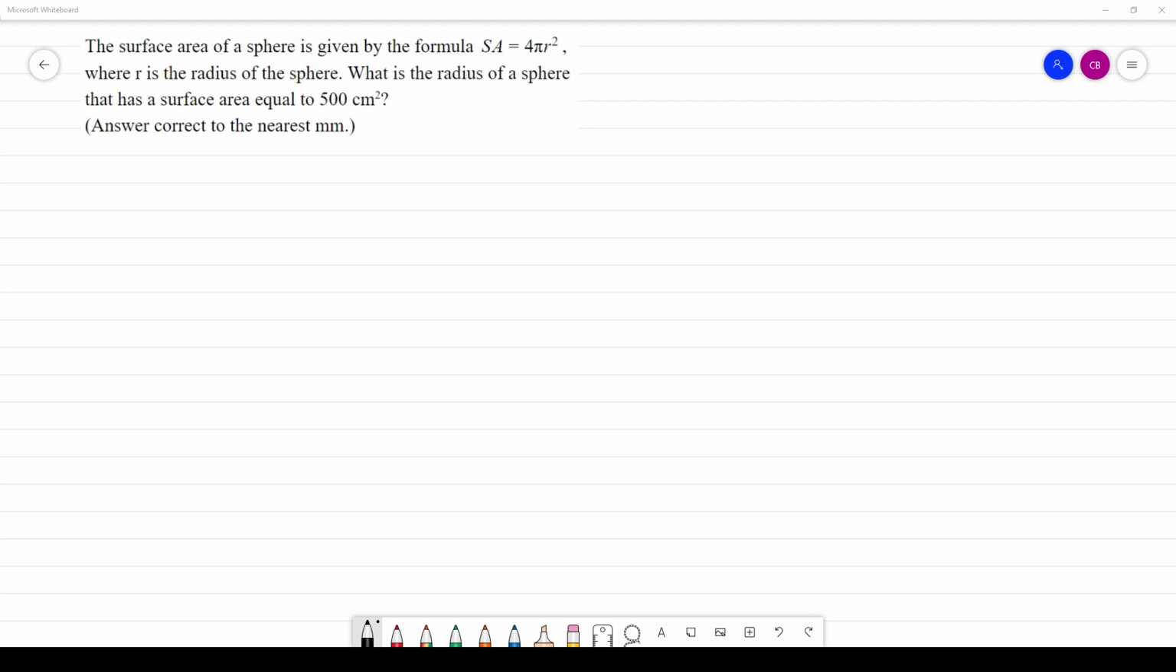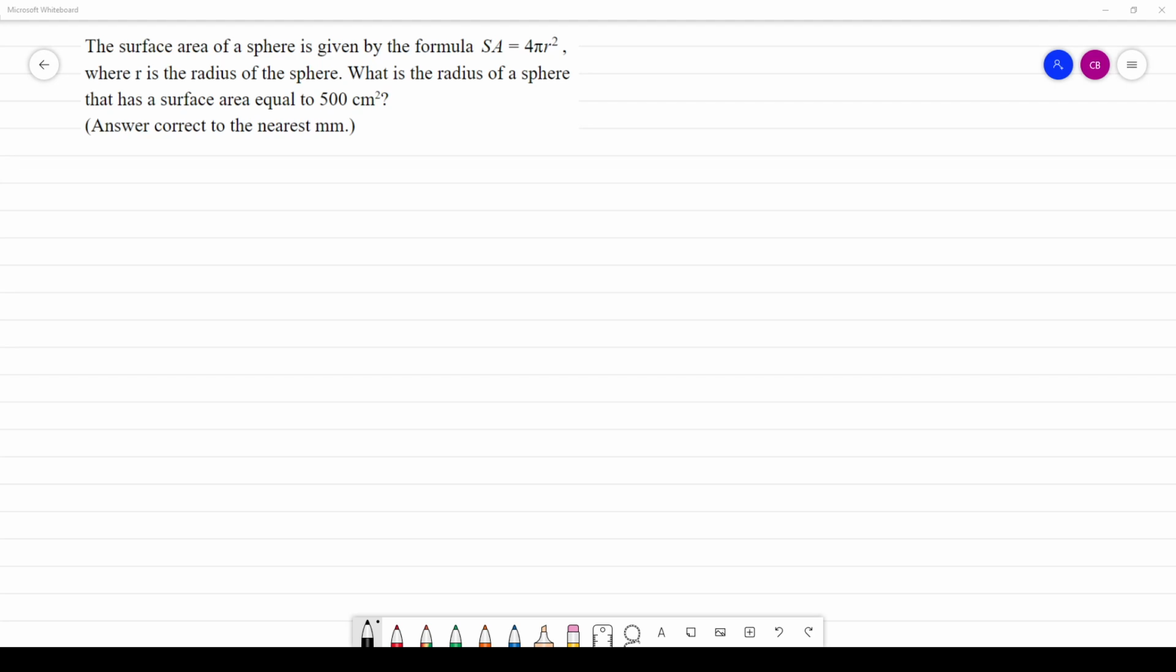Wow, crazy. Let's have a look at this one. The surface area of a sphere is given by the formula SA, surface area, equals 4 pi r squared, where r is the radius of the sphere. What is the radius of a sphere that has a surface area equal to 500 centimeters squared? Answer correct to the nearest millimeter.